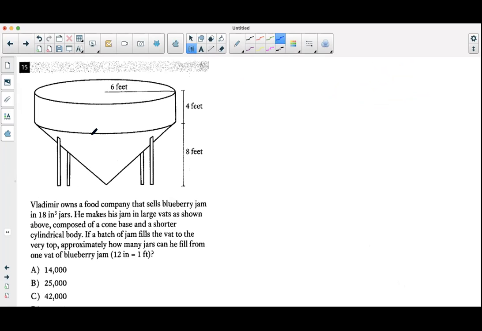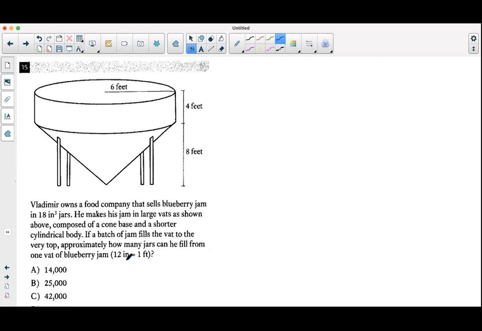So I have a cylinder and then the cone. Vladimir owns a food company that sells blueberry jam in 18 cubic inch jars. Okay, he makes his jam in a large container that looks like this, composed of a cone and a shorter cylinder body. Okay, with the batch, how many jars can he fill?